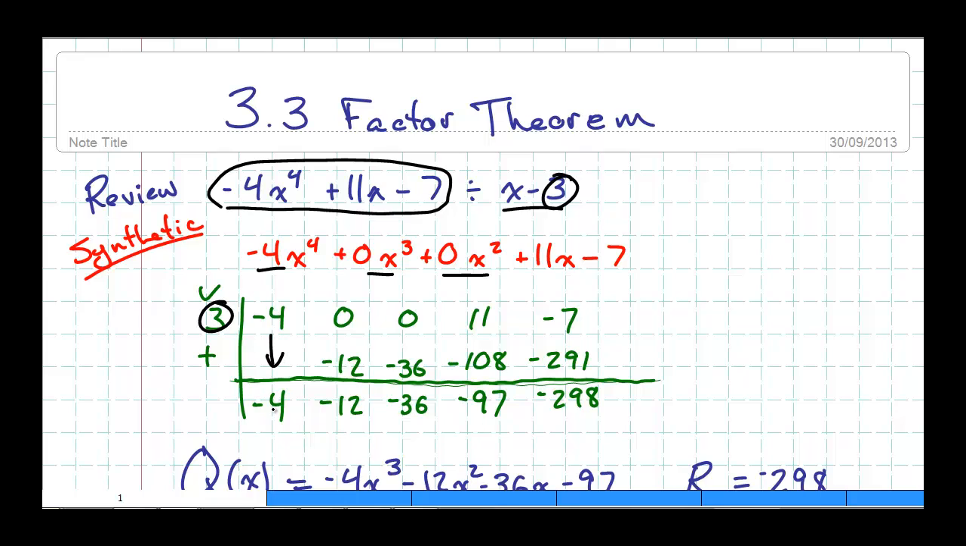So we brought the negative 4 down, and then went 3 times negative 4 to get negative 12. 0 plus negative 12 to get negative 12. 3 times negative 12 to get negative 36. Added those to get negative 36. 3 times that to get negative 108. Added those to get negative 97. 3 times negative 97 to get negative 291, and then added those to get negative 298. And that was my remainder.